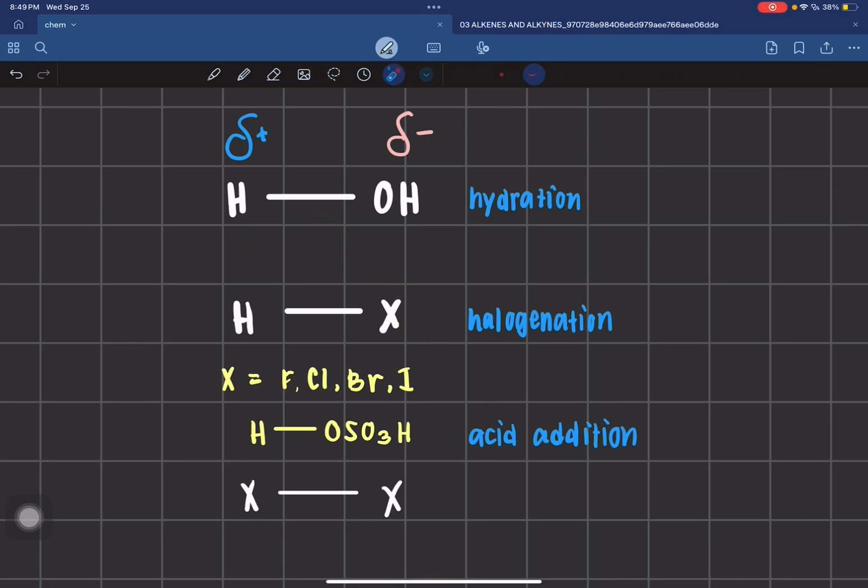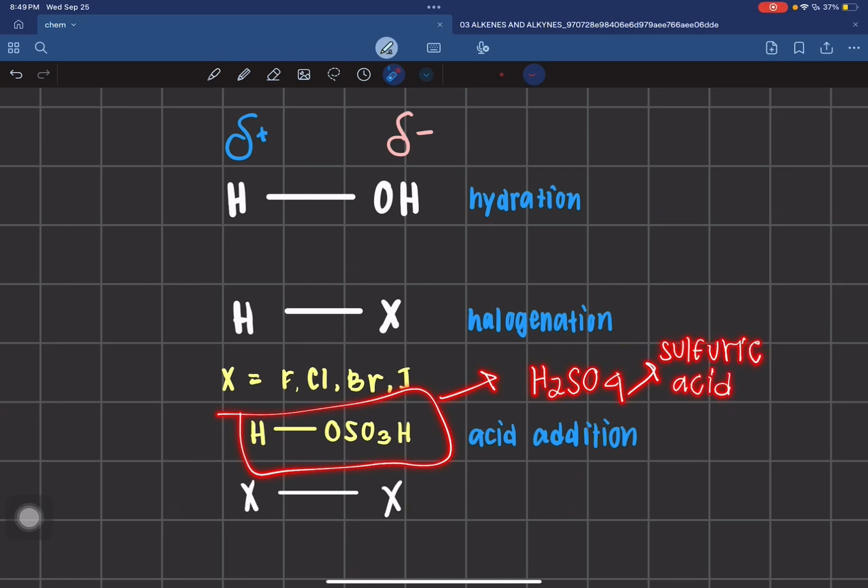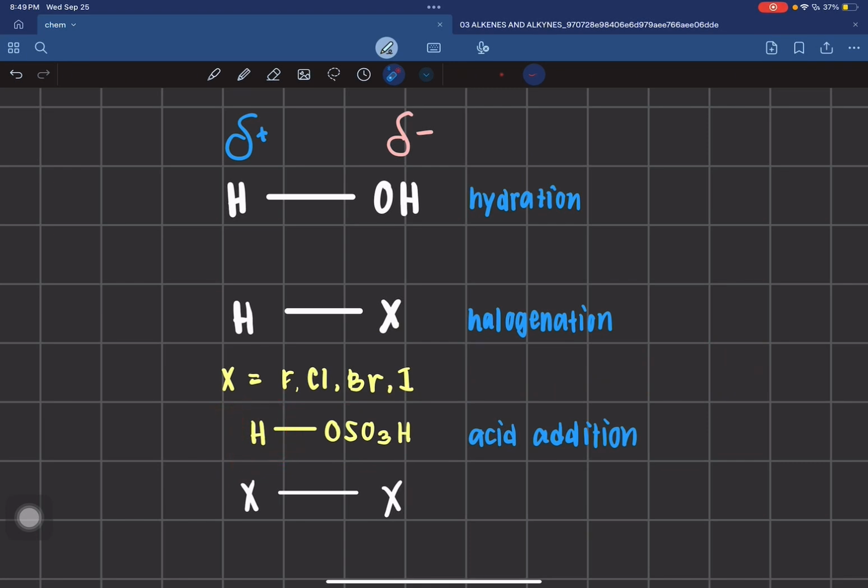Ayan. So, next we also have halogenation. Alam na natin to, common sense halogenation, pagdagdag ng isang halogen. So, they just arranged it into more electropositive and electronegative parts. We also have acid addition. If you will recognize this formula right here, this is actually H2SO4, which we commonly know as sulfuric acid. So again, they just separated it into a positive and a negative part.